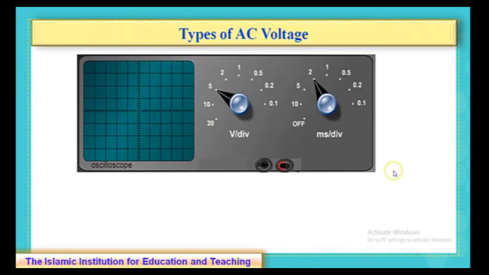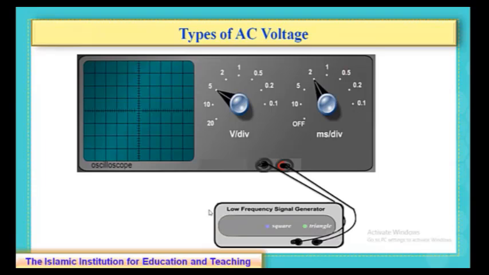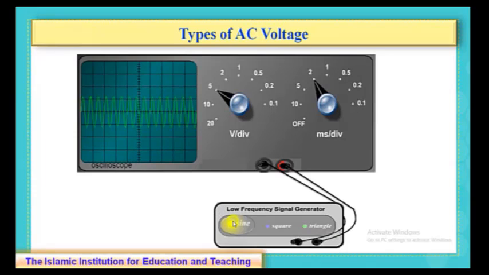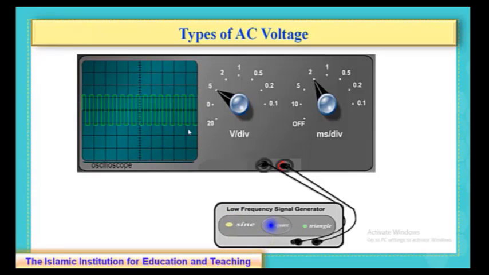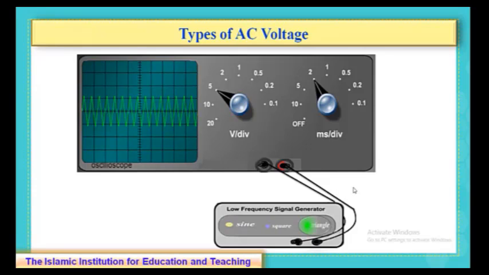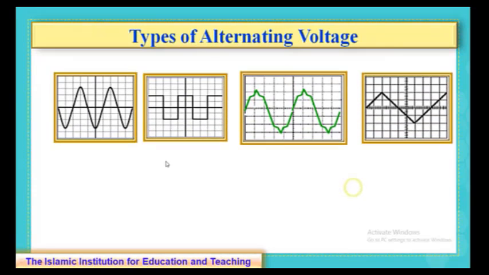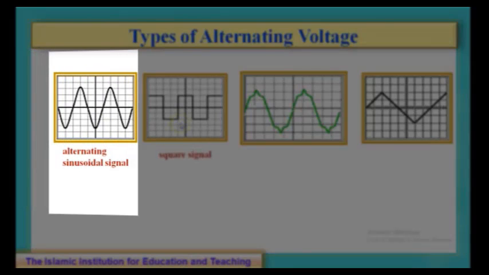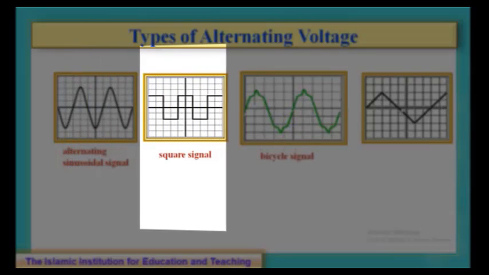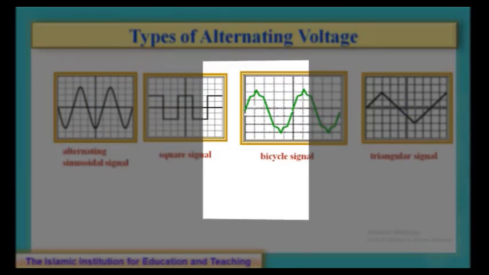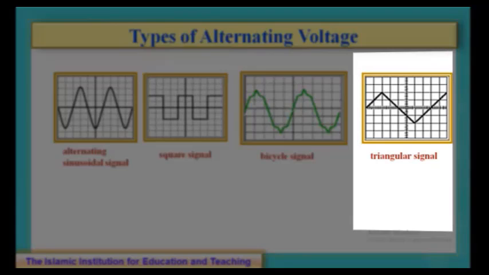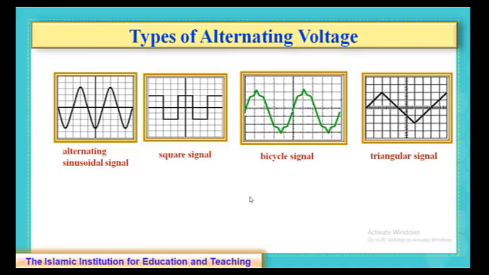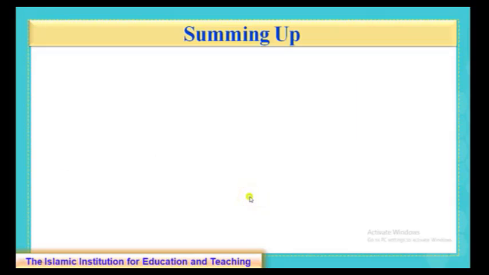Now, what are the types of the AC voltage? We have four types of AC voltage. The first one is the alternating sinusoidal signal. This one is called the square signal. This one is called a triangular signal. And also we have the bicycle signal. So this is the alternating sinusoidal signal. This is the square signal. This is the bicycle signal, and this one is called the triangular signal. In fact, each name is given according to the shape of the signal.